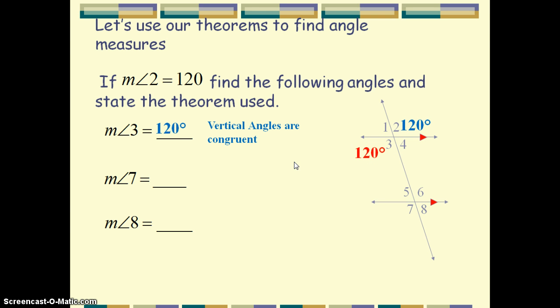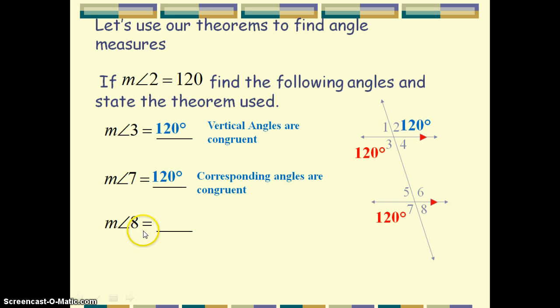Even though we're learning these new angle relationships, you still have to remember everything we've learned prior to that. You need to remember your vertical angles and your congruent angles and your supplementary and complementary angles. Alright, next one. We know that angle 2 is 120 and we know angle 3 is 120 now. We need to find the measure of angle 7. Well, angle 7 is also going to be 120 degrees, and the reason why is that corresponding angles are congruent. So we can see that since this is 120, I can say that angle 7 is 120 because they're corresponding angles.